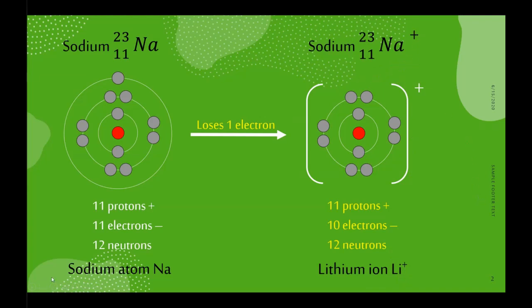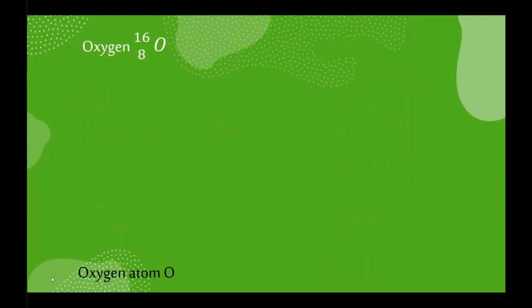The number of electrons an atom loses or gains in order to get a full outer energy level tells us the valency of that particular element. So sodium here lost one electron, so it has a valency of 1. Look at oxygen as an example.